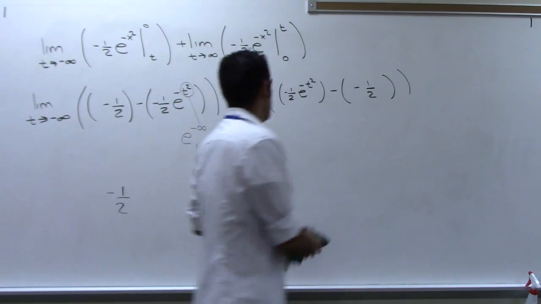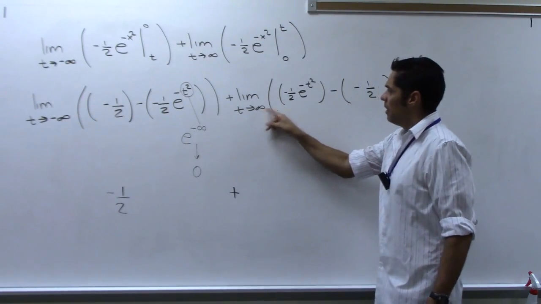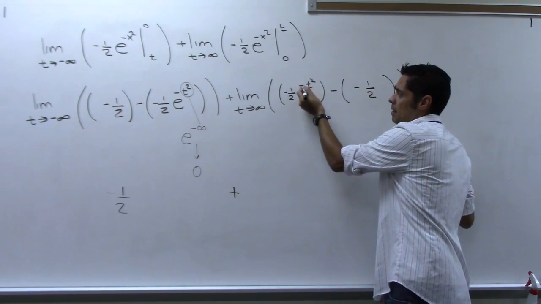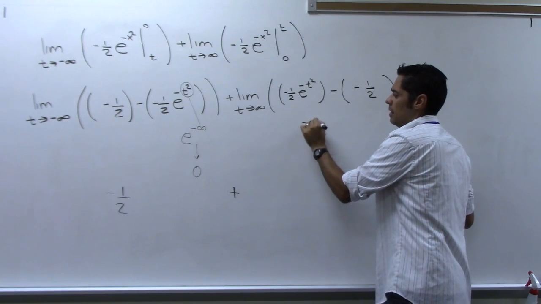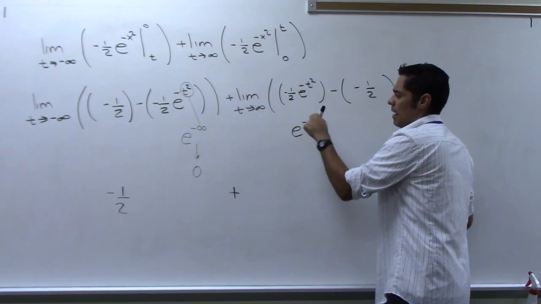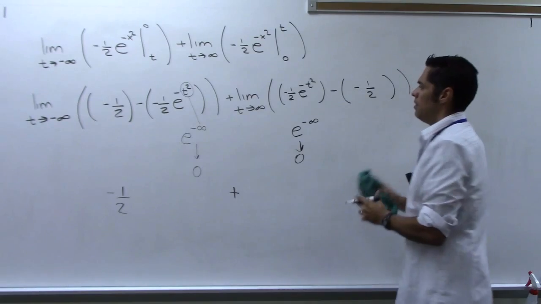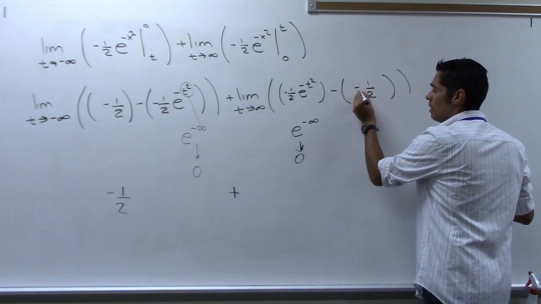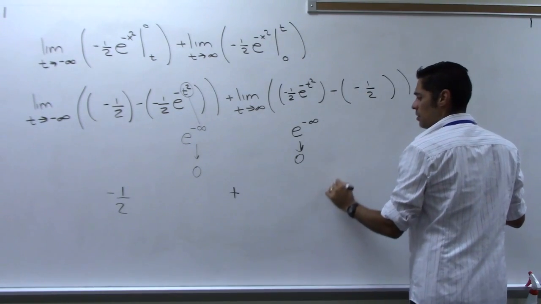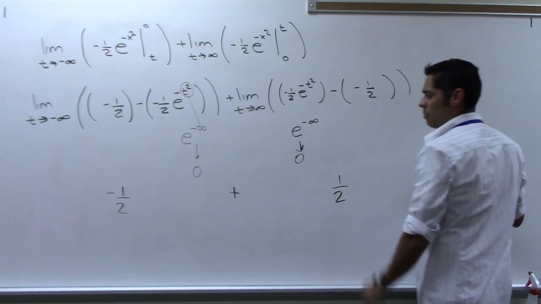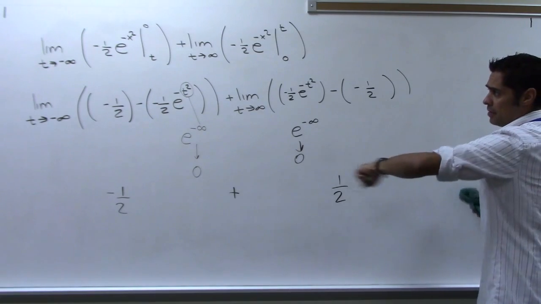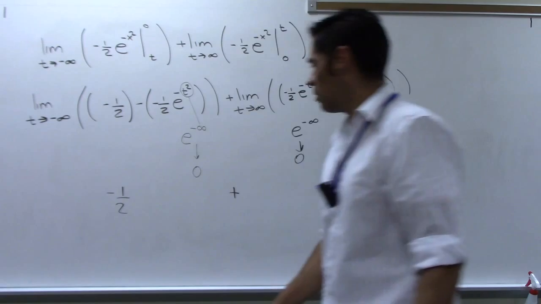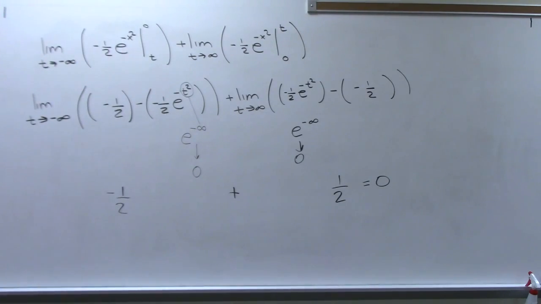Plus, now over here, same sort of thing. I'm plugging in infinity in for t, and I'm squaring it, so I'm going to get positive infinity. Then I'm subtracting it, so I get negative infinity, and then e raised to that goes to 0. And then the whole thing goes to 0. And then over here we get minus a negative, which is plus, so you get plus 1/2, which is equal to, if you add these two together, you get 0. So we get 0 as our total area for that one.